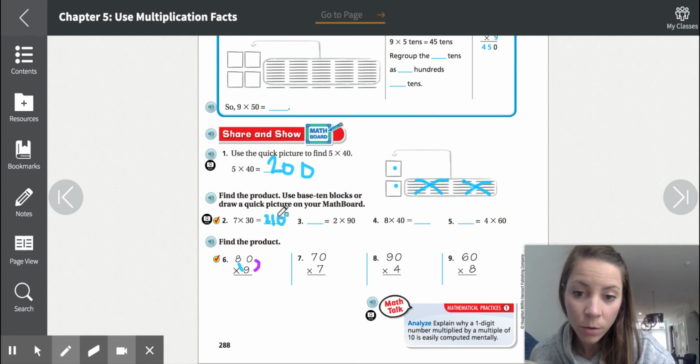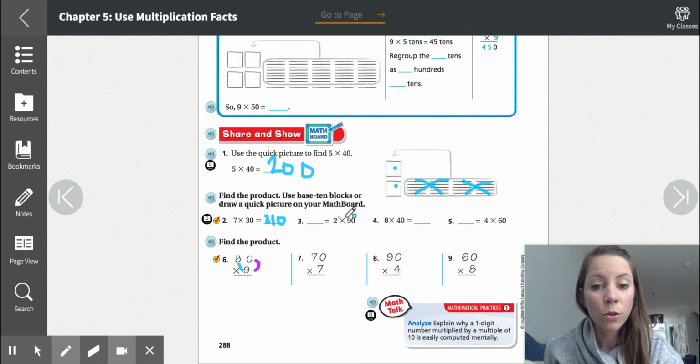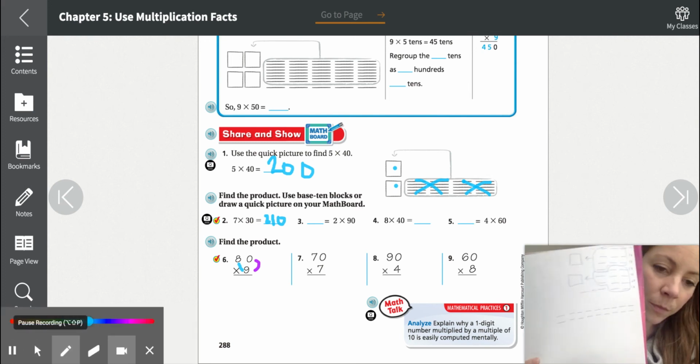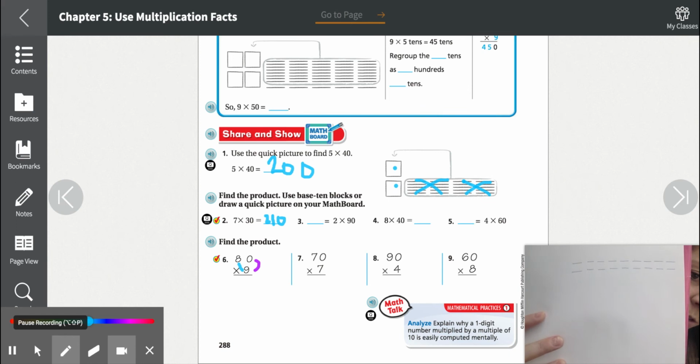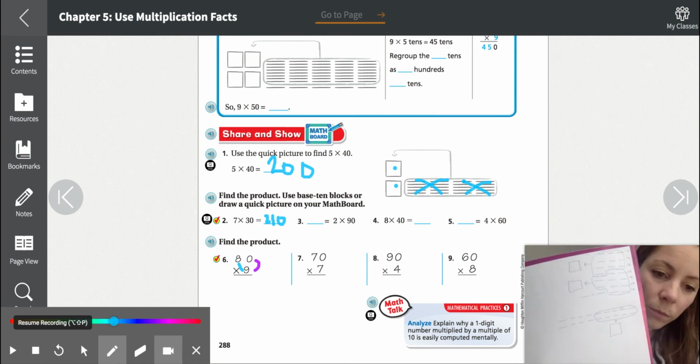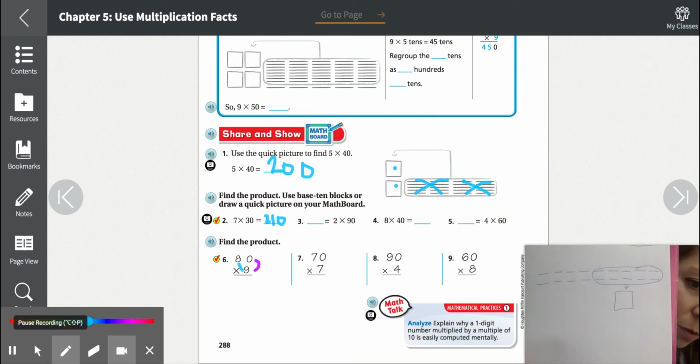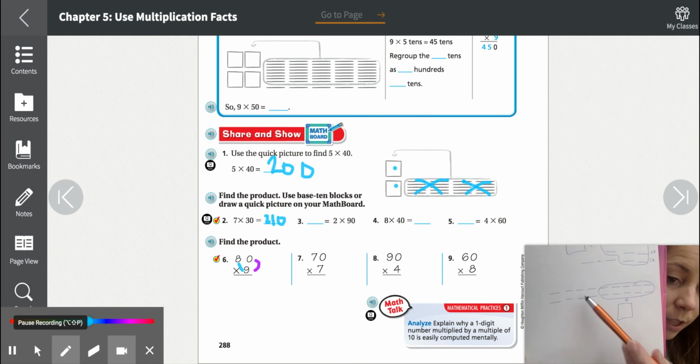So let me do the same thing for this one. 2 groups of 90. Ooh. Okay, here is my 2 groups of 90, and now I'm gonna take away 10 tens at a time to make hundreds. All right, so I was able to make 100, and then there are 1, 2, 3, 4, 5, 6, 7, 8 tens left. So 180.